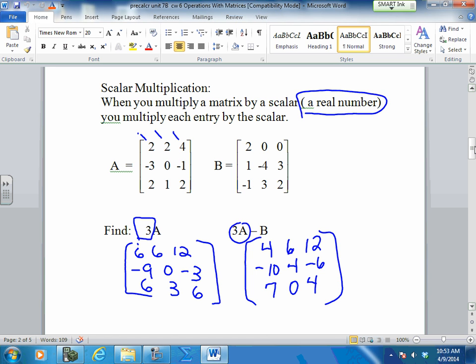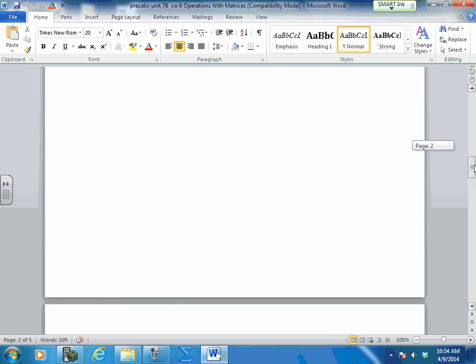Good? Did anybody try it in your matrix? So you do A times 3. Just say 3, then do matrix A, enter. You can do matrix A, 3, but it'll still multiply. And then you're going to do 3A minus B. Okay? Good? Okay. So that's scalar multiplication.